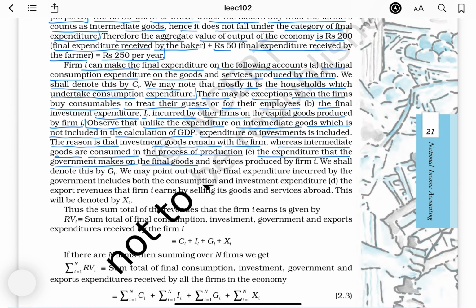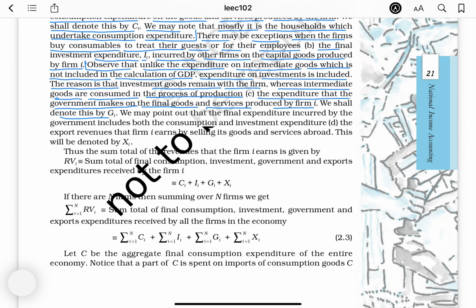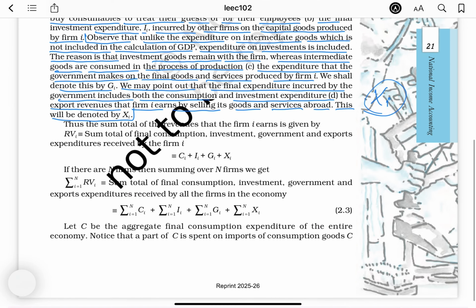C. The expenditure that the government makes on the final goods and services produced by firm i. We shall denote this by Gi. We may point out that the final expenditure incurred by the government includes both the consumption and the investment expenditure. D. The export revenues that firm i earns by selling its goods and services abroad. This will be denoted by Xi.